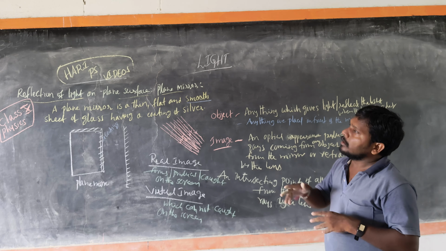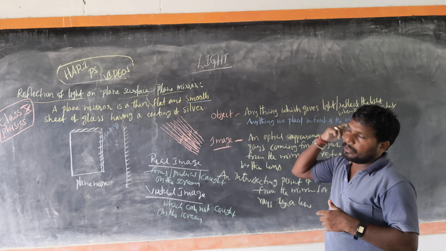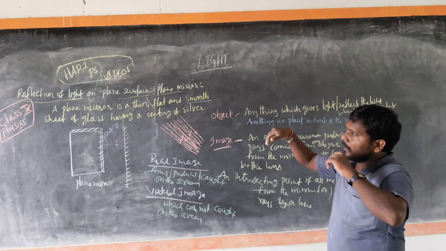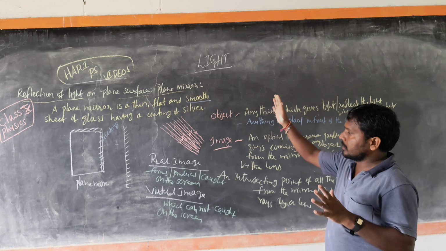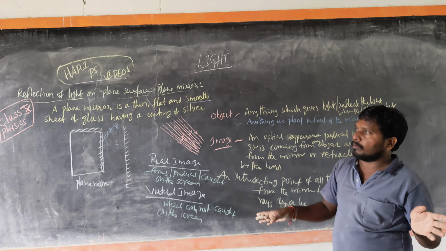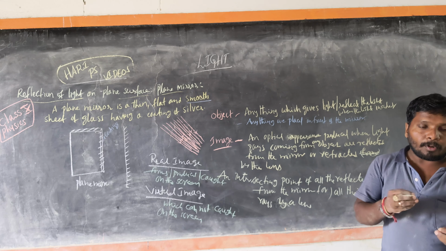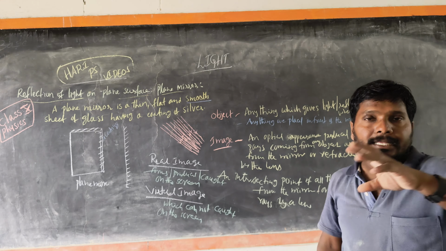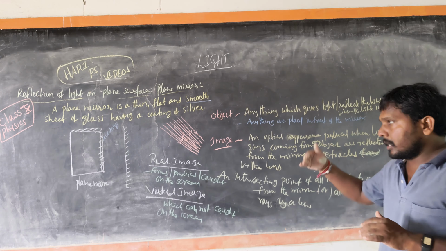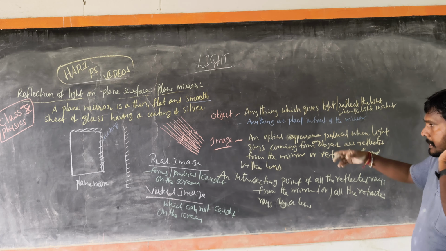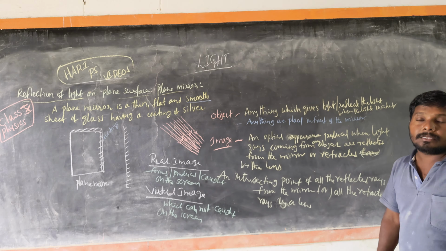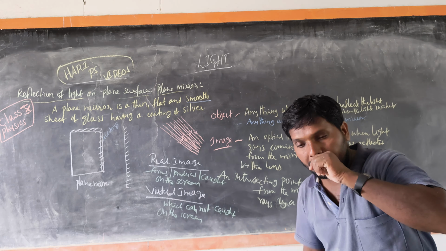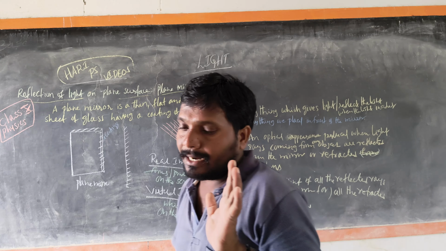So these are some terms related to reflection of light on plane surfaces, the plane mirror. What is a plane mirror? Object, image, real image, virtual image. These are points we have to understand, because the coming topic is image formed by a plane mirror and its characteristics.